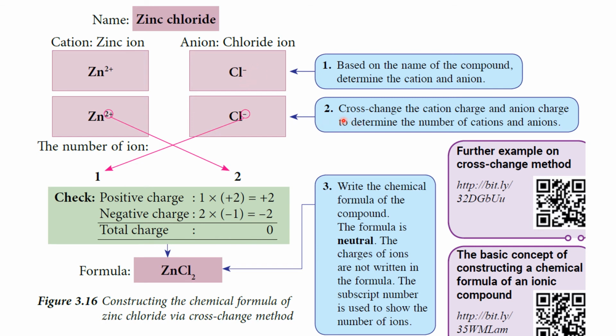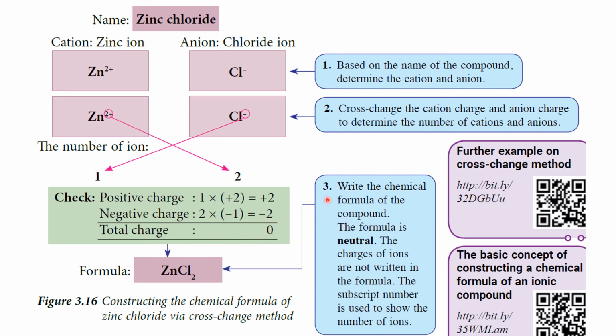The second step is to cross-change the cation charge and anion charge to determine the number of cations and anions. So you cross-change the charge. The 2+ here you bring to this side and it becomes 2 here, and the -1 here you bring to this side and it becomes 1. So the number of ions is this. To check, this is the method for checking: 1 times +2 becomes +2. For the negative charge, 2 times -1 becomes -2. So the total charge is 0.